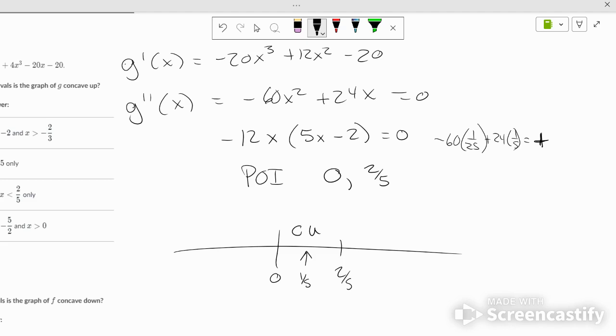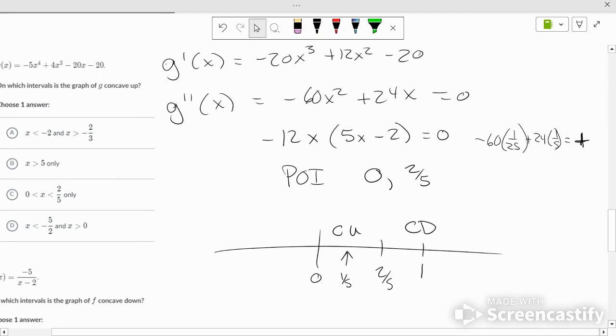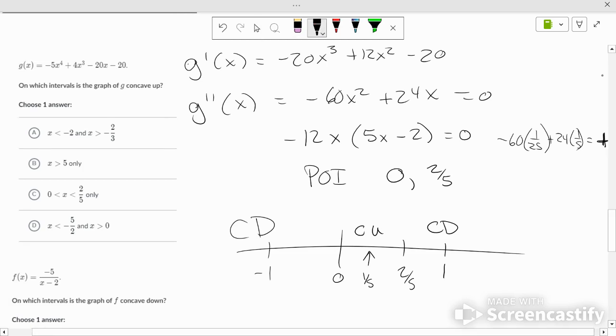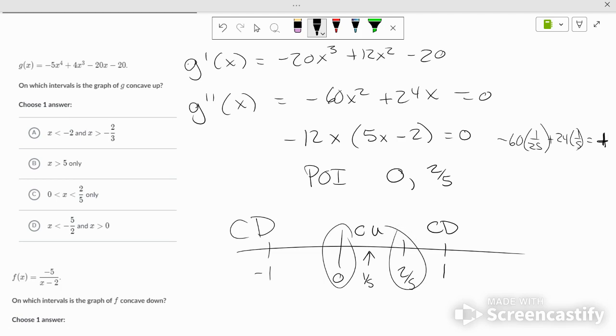Okay? Let's check the number 1. Negative 60 plus 24 is a negative number, right? Concave down here. If we go to negative 1, negative 1 gives us still negative 60 minus 24, which is like negative 84. It's concave down over here. Okay? So concave down, concave up, concave down. Where's the graph concave up? From 0 to 2/5.